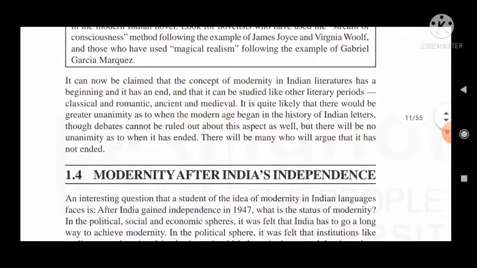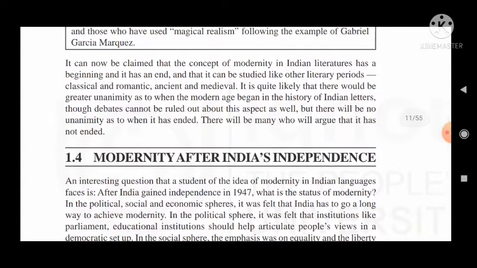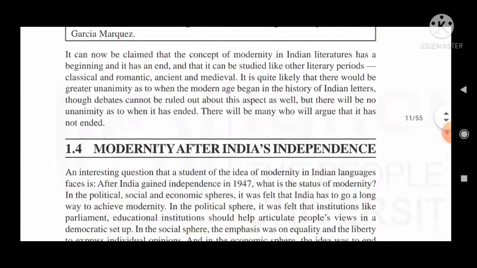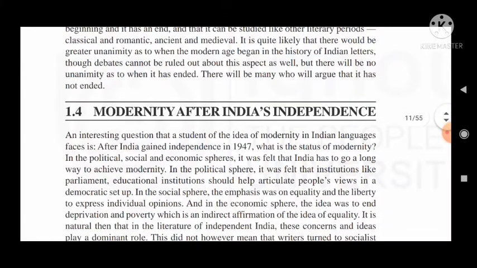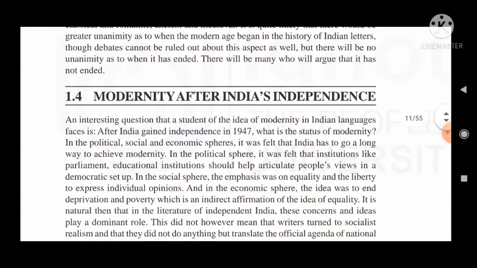It can now be claimed that the concept of modernity in Indian literature has a beginning and an end, and that it can be studied like other literary periods, classical and romantic, ancient and medieval. It is quite likely that there would be greater unanimity as to when the modernist period began in the history of Indian letters, though debates cannot be ruled out about this aspect as well, but there will be no unanimity as to when it has ended. There will be many who will argue that it has not ended.